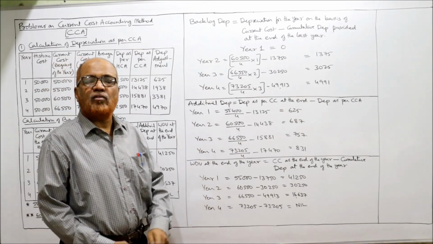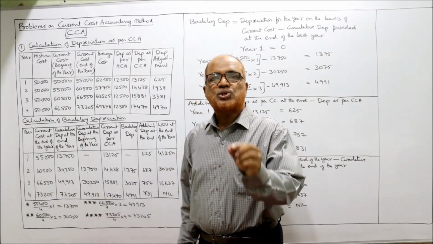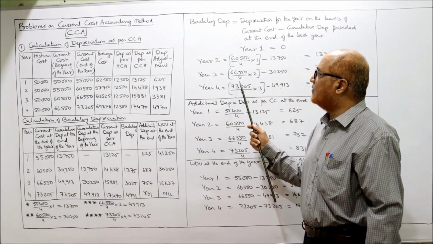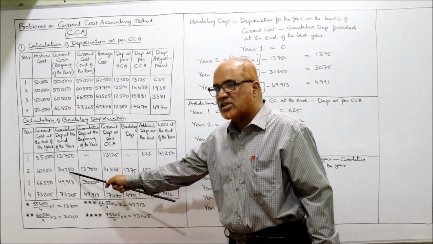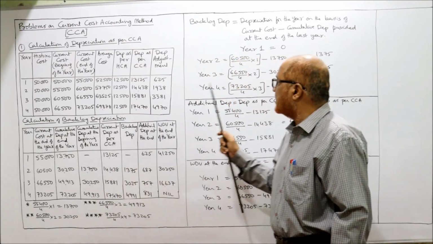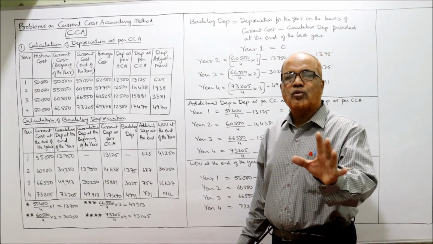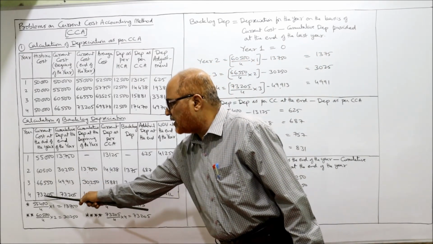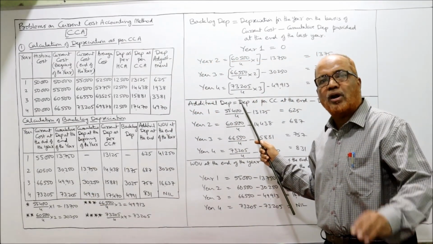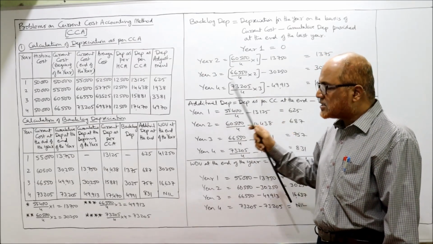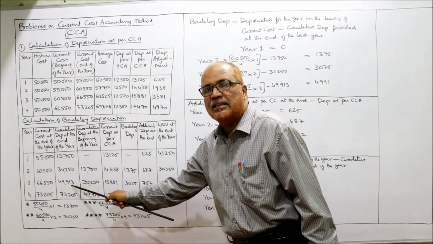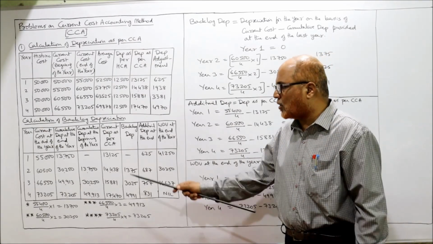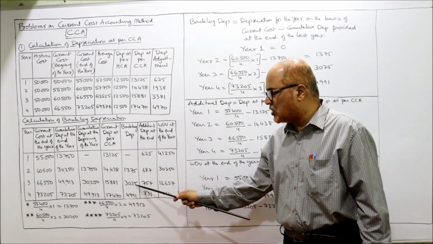Now third year. Third year, what is the current cost? 66,550. So 66,550 divided by 4 into 2, minus the cumulative depreciation at the end of last year, 30,250. You will get 3025. 3025 is the backlog depreciation for third year. Now fourth year. What is the current cost value? 73,205. So 73,205 divided by 4 into 3, minus previous year's cumulative depreciation 49,913. We get 4991. So we got the backlog depreciation. First year always will be 0. Second year 1375, 3025, 4991.